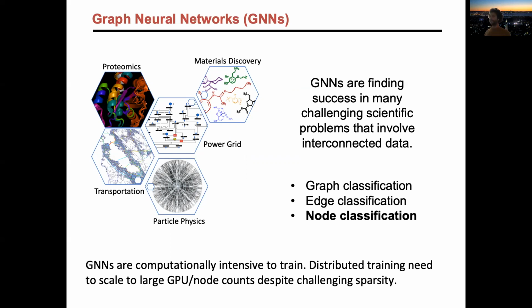So GNNs are finding success in many challenging scientific problems, is the one line summary of this. But if you go to industry, this is also very commonly used in recommender systems and knowledge graphs, which are things that tie into everything we know.